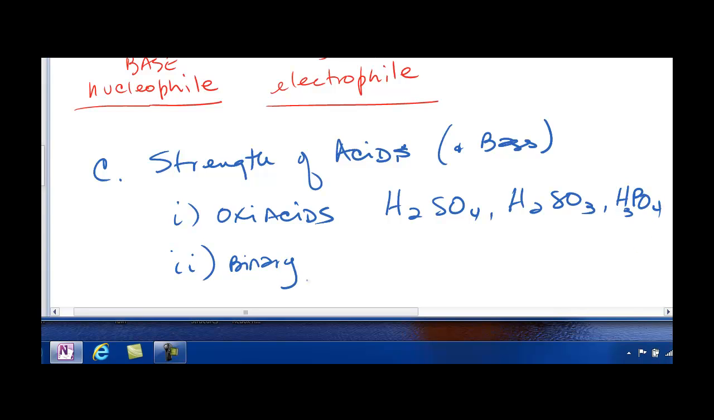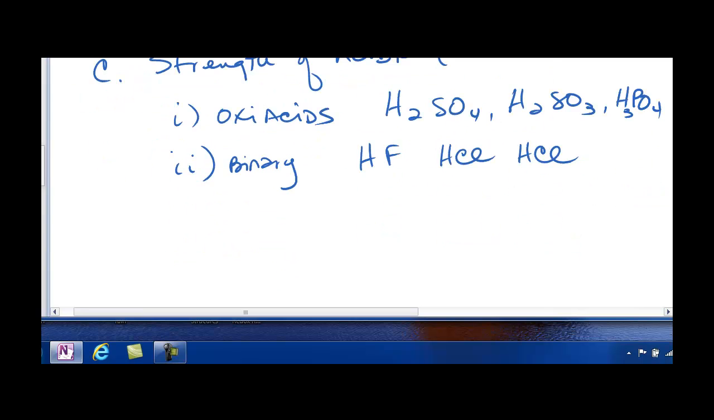Binary acids contain how many elements? Two. So I'm going to now talk about HF, HCl, HI, okay? So I'm going to divide my acids into two categories. Let's start with oxyacids. Strength of oxyacids.